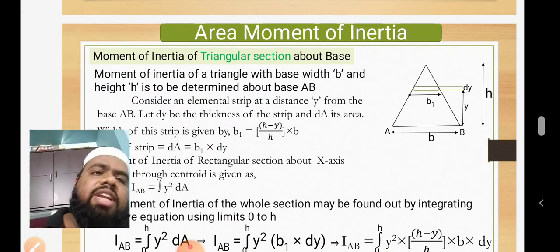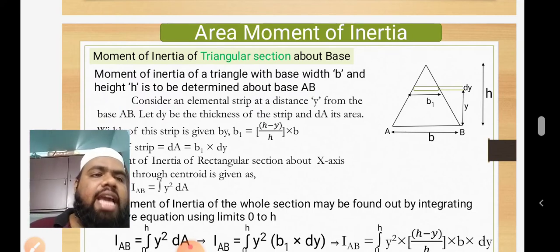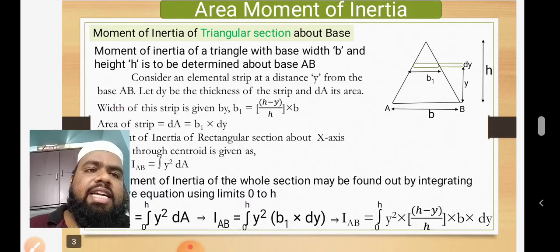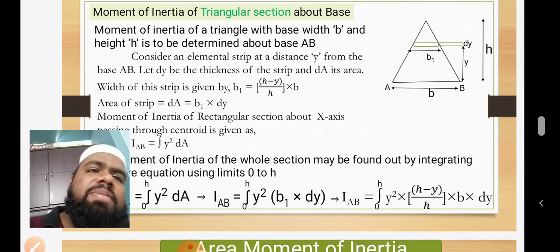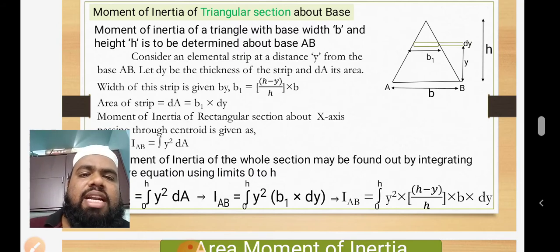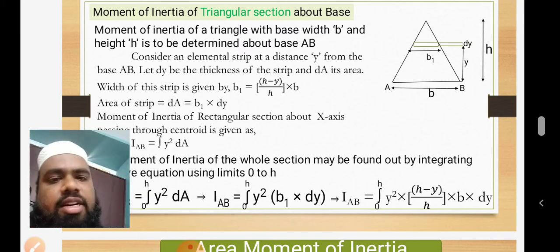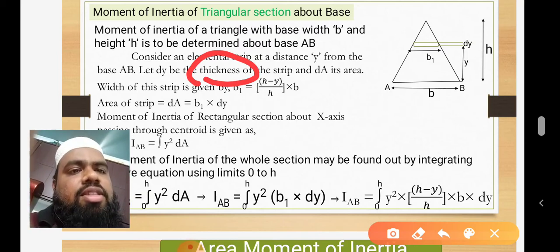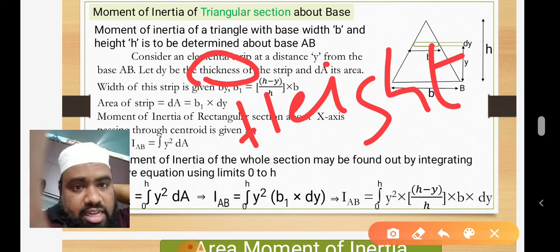The moment of inertia of a triangle with base width B and height H is to be determined about axis AB. AB is nothing but the base. Consider an element strip at a distance y from AB, and let dy be the thickness of the strip and dA its area. Here the word thickness can be considered as height.